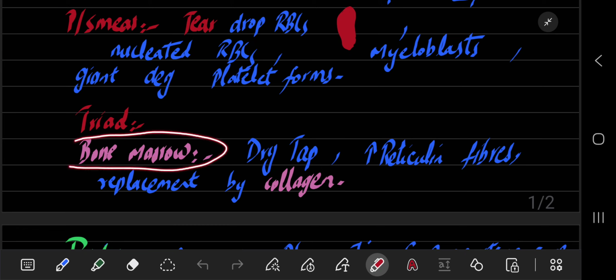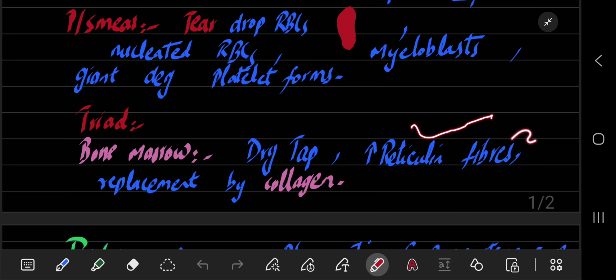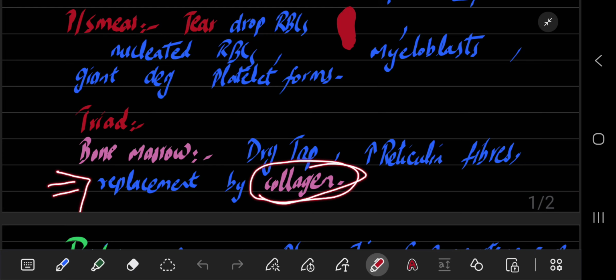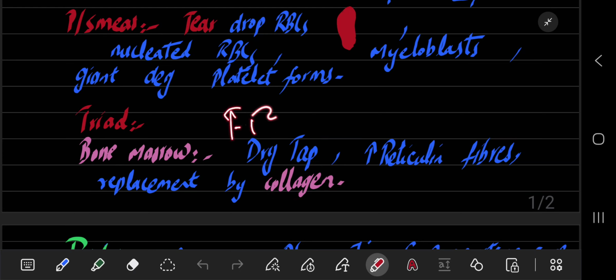On bone marrow biopsy you will see that there is dry tap and there is increased reticulin fibers in the bone marrow, and the bone marrow is replaced by collagen fibers. There is bone marrow fibrosis.